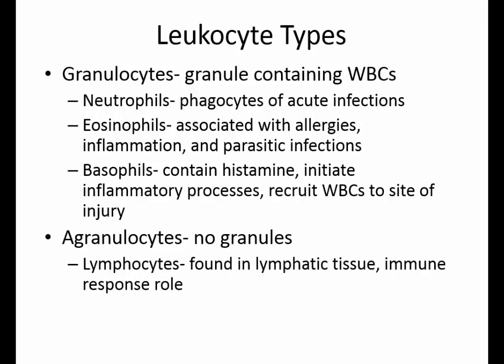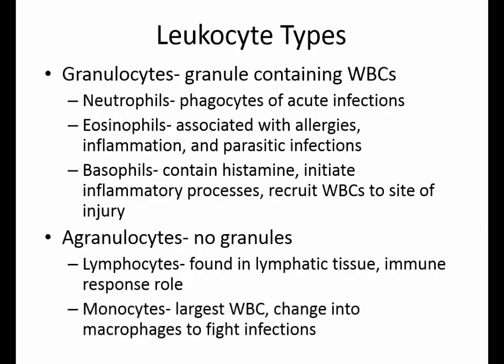Lymphocytes are found not only in the blood but also in lymphatic tissue. They're involved in your specific immune response. Monocytes are the largest of the white blood cells. These are the ones that most readily undergo diapedesis and leave the blood to circulate in the tissue. They are also phagocytic. Because they're large, they're called macrophages. So they're involved in fighting infections by engulfing or eating the foreign cell that's trying to invade.